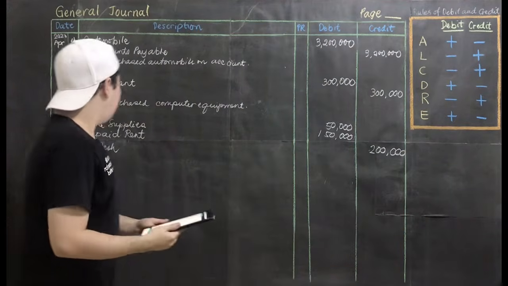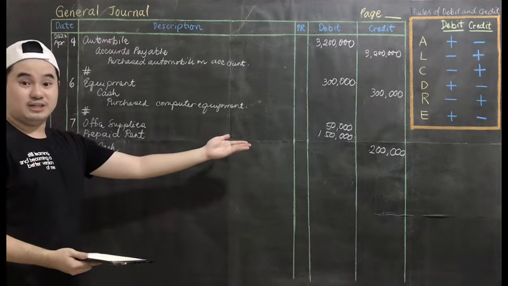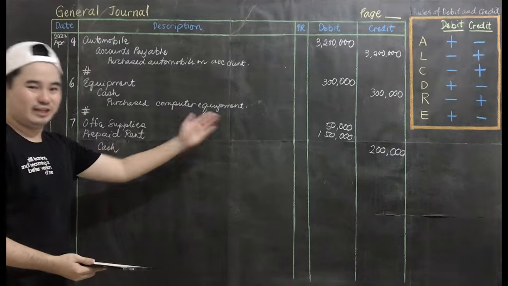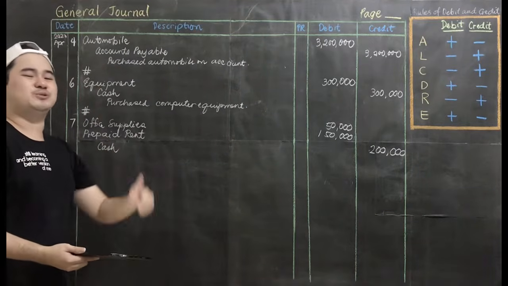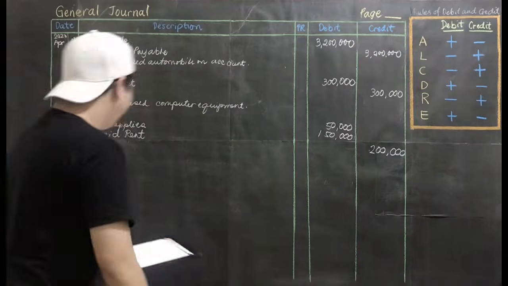Sir, pwede po ba yun? Debit office supplies, 50,000. Credit cash, 50,000. Tapos, next entry po ako, debit prepaid rent, 150. Credit cash, 150. Pwede din yun. Walang problema doon. Hindi ka matatanggal sa trabaho doon.